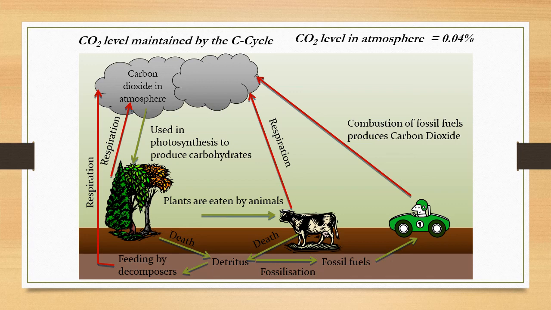And of course the fossil fuels are what we use in cars to help power them, but the combustion again produces carbon dioxide. So because the amount of fossil fuels being used to power our vehicles has increased over the last 100 years, the amount of carbon dioxide in the atmosphere has also increased. And we've also cut down the number of trees, so carbon dioxide is not being used from the atmosphere to produce carbohydrates, so it stays in the atmosphere.